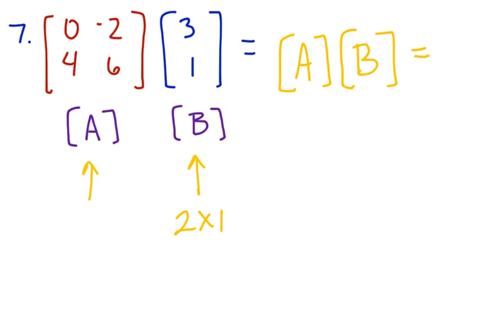And when you're done with that, you will get the product, and it will tell you that the product of that is negative 2, positive 18. And that's how you multiply matrices on a calculator. So we're going to use that for the next problem.